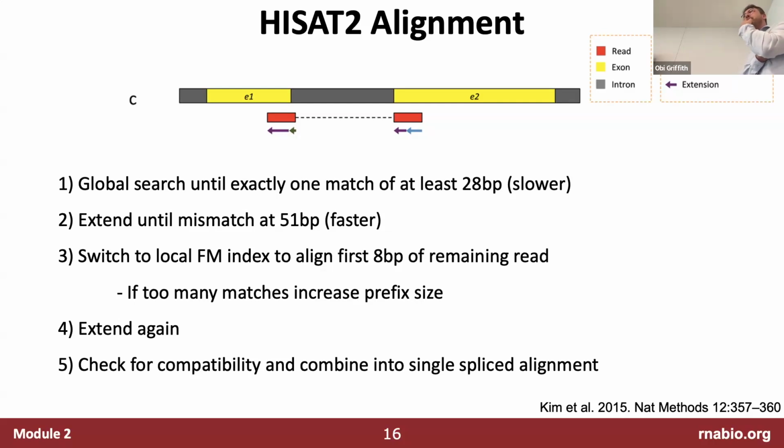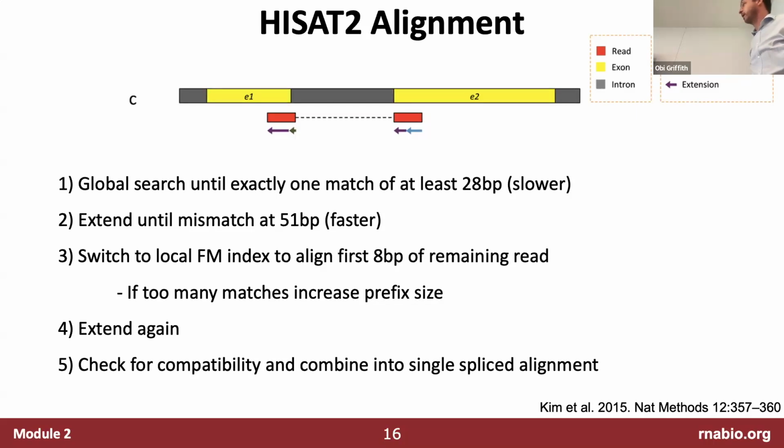Yeah. So, do you mind just clarifying what this prefix size means in this context? As I understand it, in this case the first 8 base pairs were matching to multiple possible subsequent exonic regions. So yeah, what happens after that?